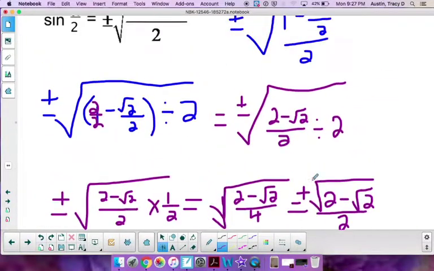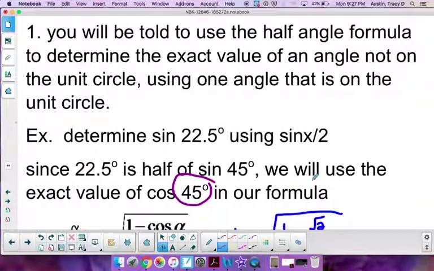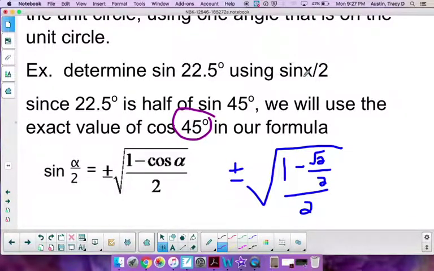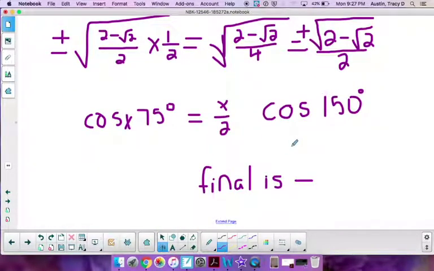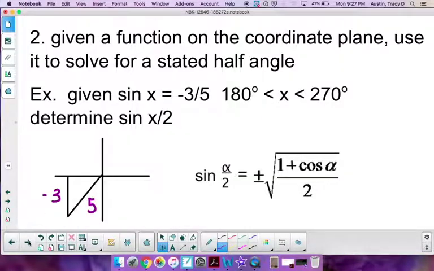All right, and that is, again, the basic version of half angle. Again, you'll be given the angle that you want to get the value of, and so you'll have to double it to figure out what angle you're going to use to solve it. Okay, and then the little bit longer one, just like with sum and difference, you'll be given a function, and then you'll be told that you're trying to find the half angle of it, and you're going to have to solve using a triangle in the coordinate plane. It's just the way it works.